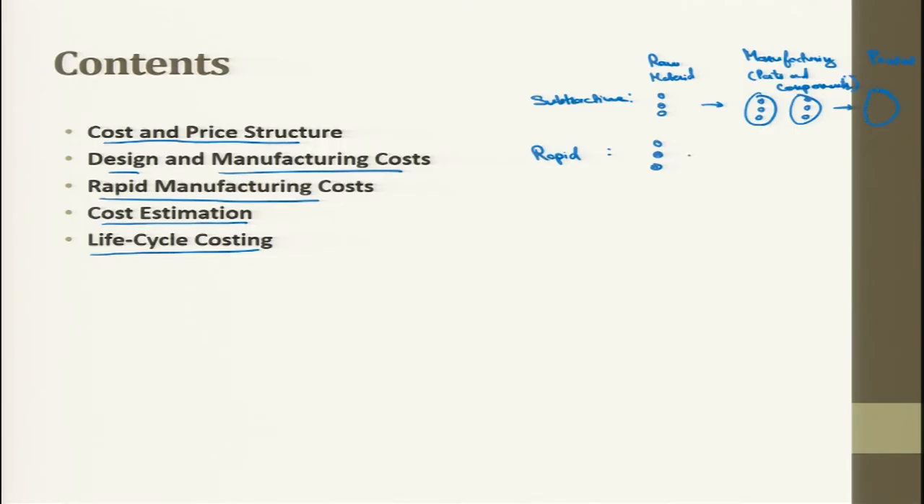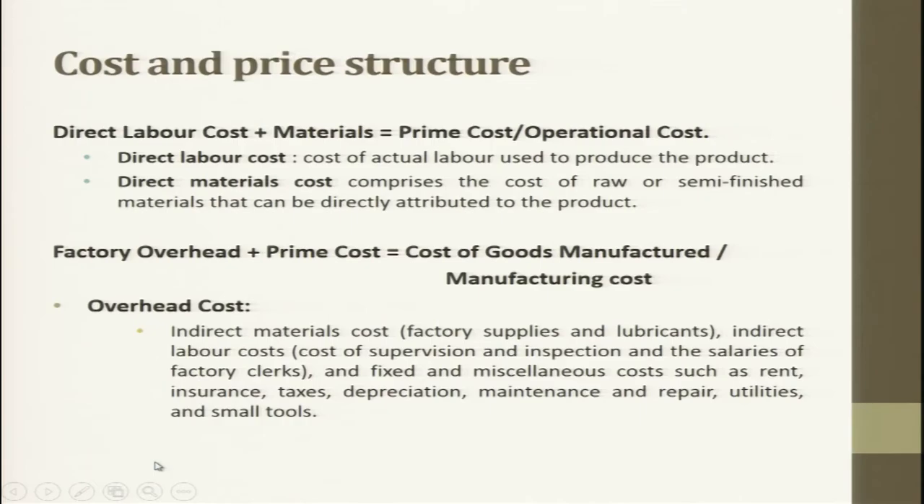But in rapid manufacturing, the raw material is directly converted into the final product. In general, we do not need these components, and here we can also have assembly, which is not required in rapid manufacturing. Let us first see what are the cost and price structures.